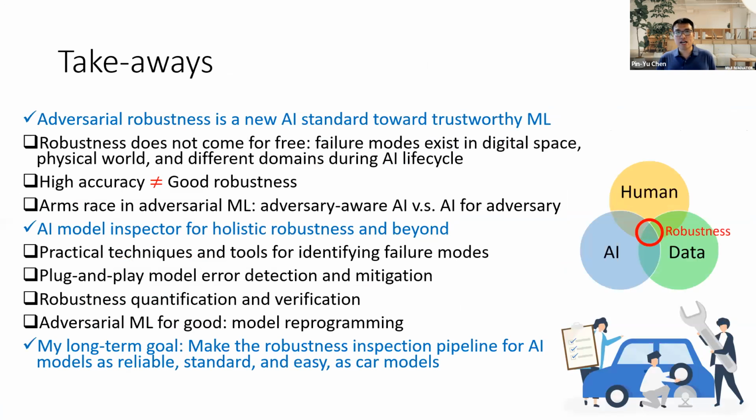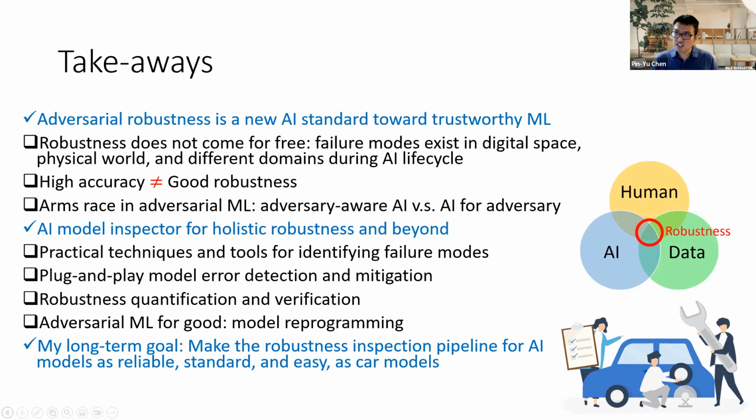Okay, so to wrap things up, I would like to offer some takeaways. First of all, I hope that through my talk you are now convinced that adversarial robustness is a new and very important AI standard if we want to make our machine learning technology trustworthy. However, most of the time, robustness does not come for free, right? We showed failure cases in both the digital and physical world, and across data modalities and machine learning models. The most important lesson is, don't trust your standard accuracy too much. Higher accuracy usually does not mean better robustness by default. And we also need to be proactive, in the sense that there will be bad actors in the wild who also try to leverage advanced machine learning technology for their own benefit.